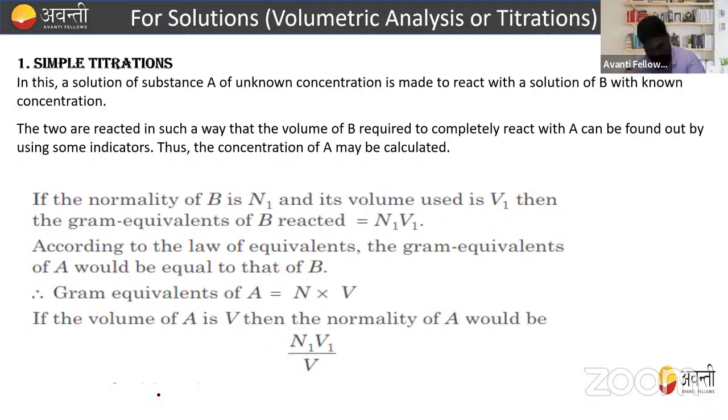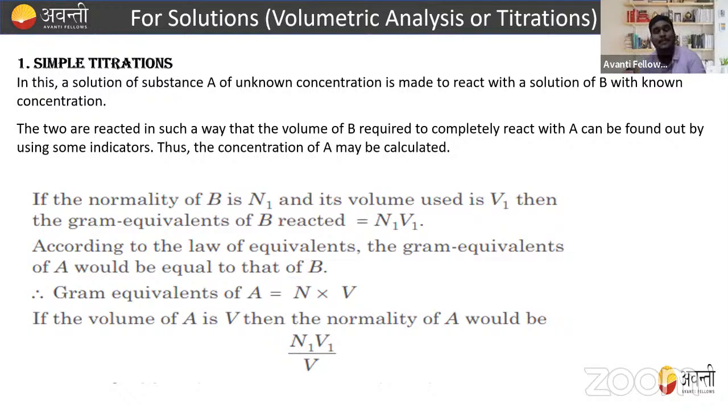This topic we are going to do today. We are going to see some different types of volumetric analysis, or we say titration. We are going to see different types of titration, and from each titration we are going to solve one numerical, so that our concept also becomes clear. Now the first one is simple titration.